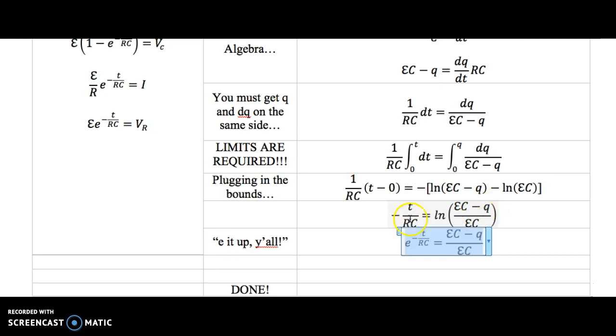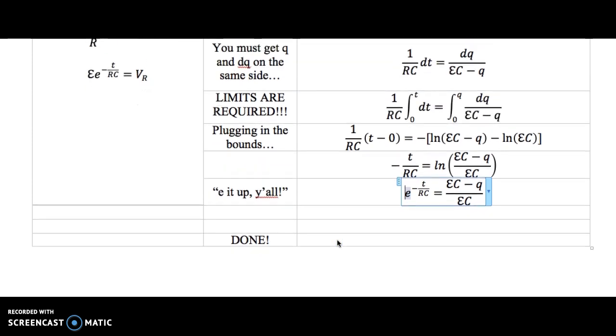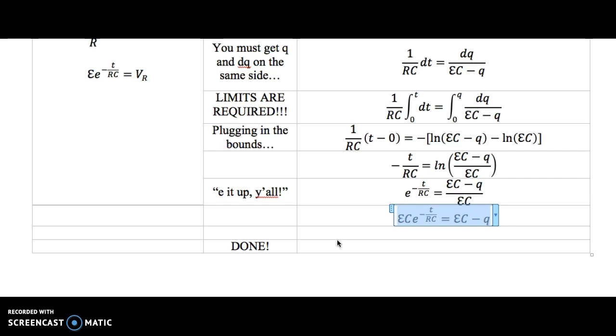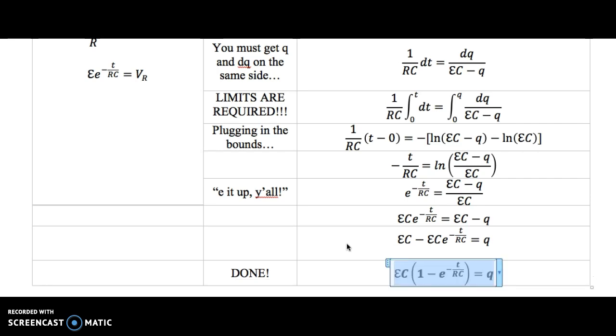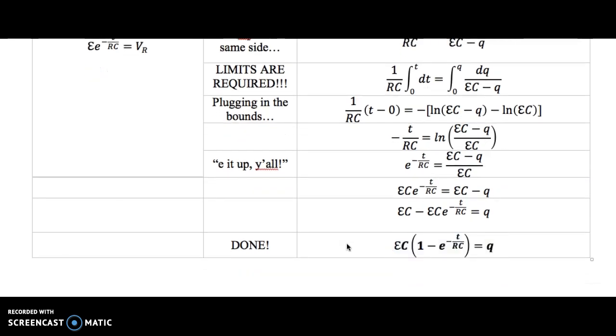The next step is that also very clever one of E-ing it up, which we will attribute to Mr. Curran. We just E'd it up, as it were. Multiply both sides by EMF C. Subtract EMF C and divide by -1 to get Q, not negative Q, on the right side. And boom, factor out an EMF C, and we're finished. That's the charge on the capacitor as a function of time.